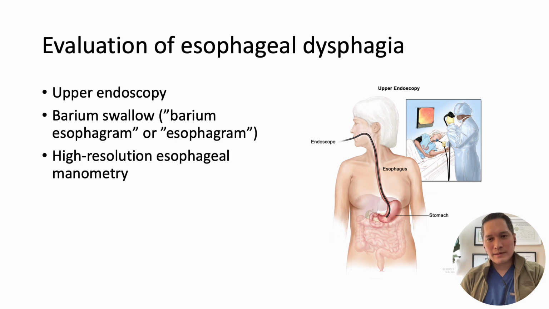manometry. The barium swallow is also called a barium esophagram or esophagram, or even classic barium swallow, which is different from the modified barium swallow when we were talking about oropharyngeal dysphagia. So please remember these important names associated with each intervention. A barium swallow is a contrast-enhanced radiographic study. It is commonly used to assess the structural characteristics of the entire esophagus. And a high-resolution esophageal manometry is the diagnostic tool that we currently use to evaluate for esophageal motility issues.